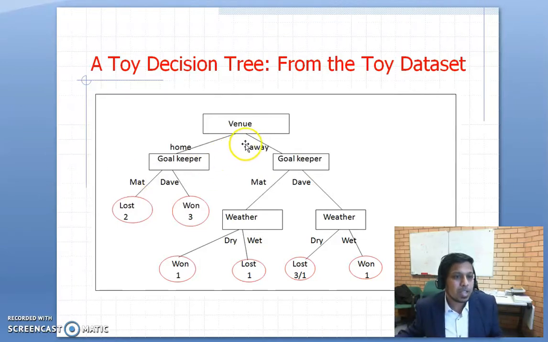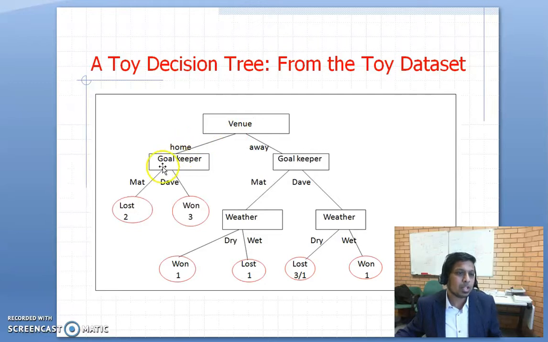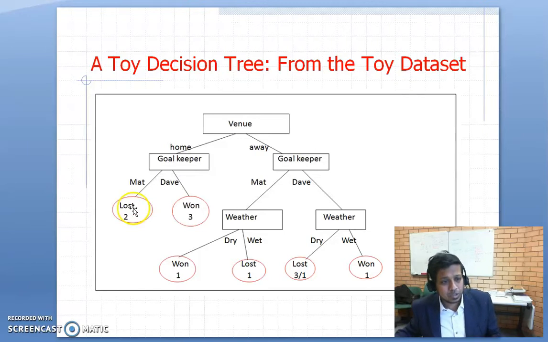For example, here we can build a toy decision tree from the toy dataset, and the decision tree will give you a lot of information or knowledge about the dataset. For example, here we can see if the venue is home and the goalkeeper is Matt, then the result of the match of the games in the dataset is lost.